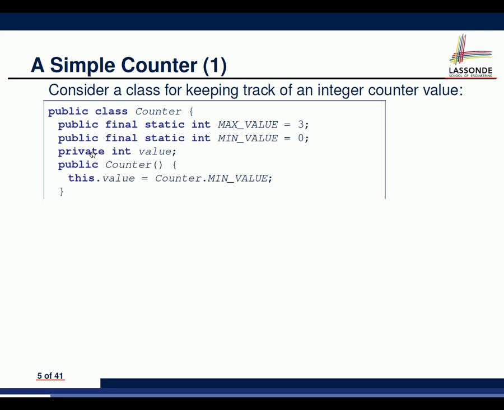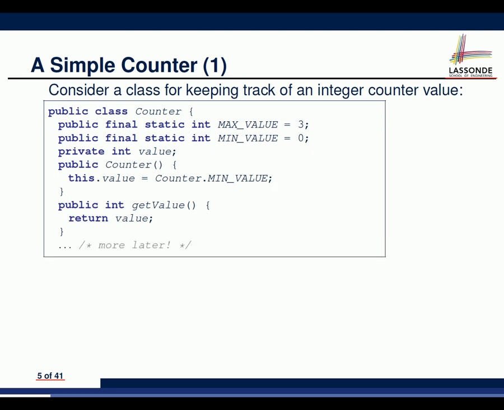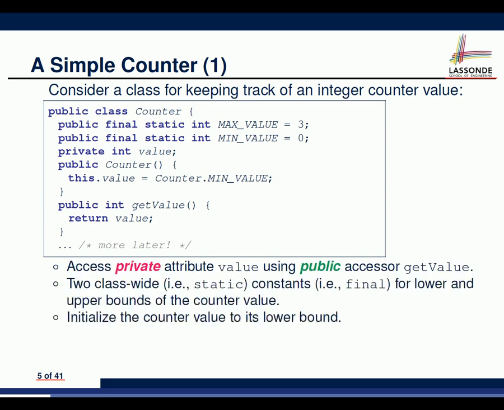Private simply means, intuitively, nobody else can access this value attribute from outside this Counter class. If you want to get access to the counter value, you have to call this particular public accessor called getValue, which returns an integer value. And then we also have a constructor here. Initially, the value for the counter is simply the minimum, so it starts with 0. And more to come. We have exactly what I said. You can go over them.